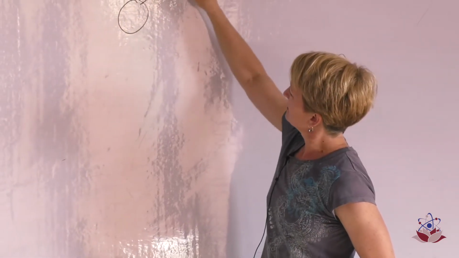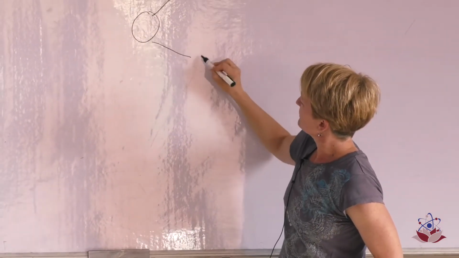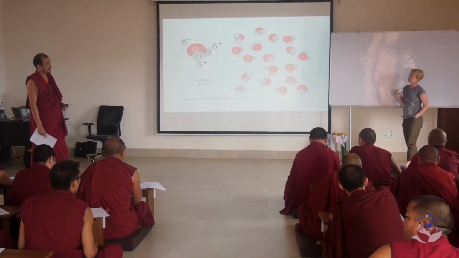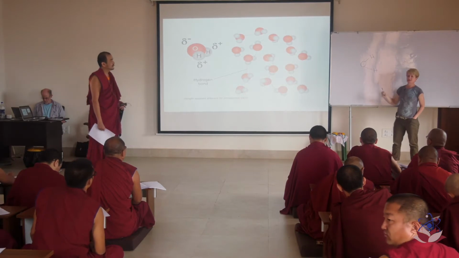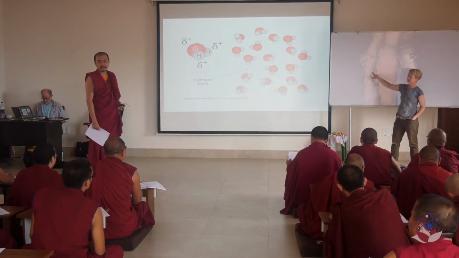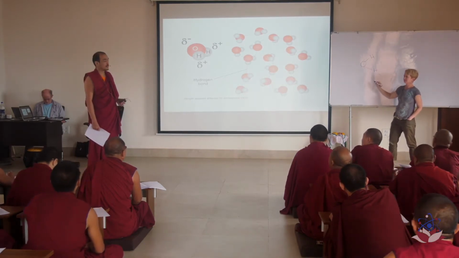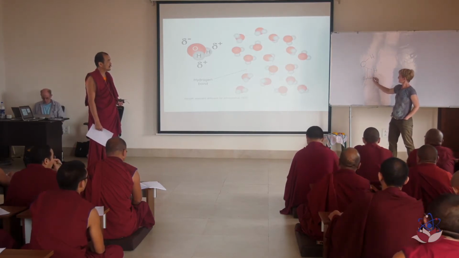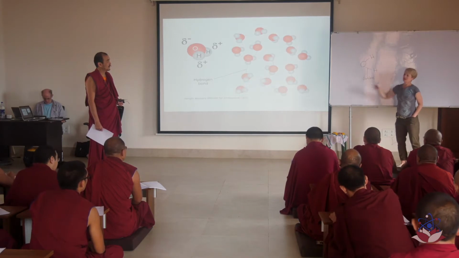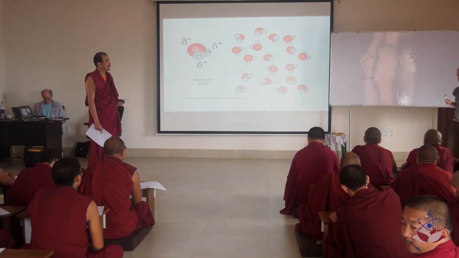So here's another way of drawing a water molecule. What kind of bonds are those? Between the covalent bond. So that's a covalent bond. What do we know about oxygen that makes it a little bit special?